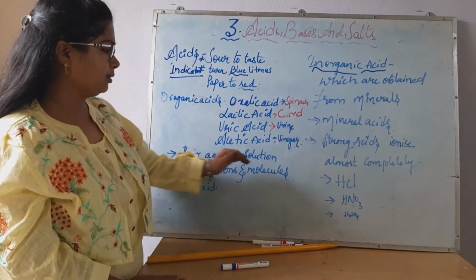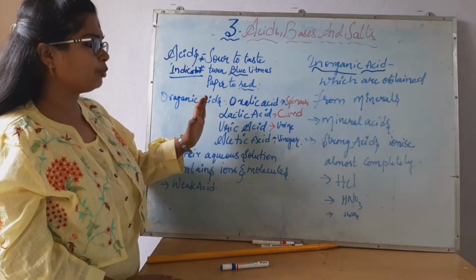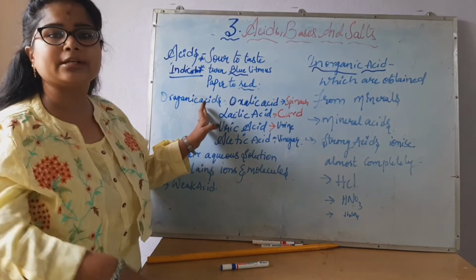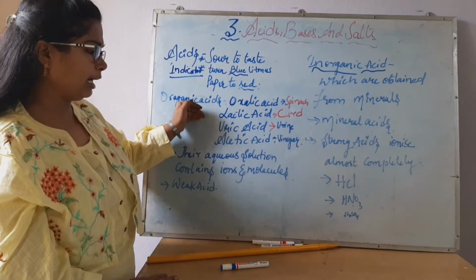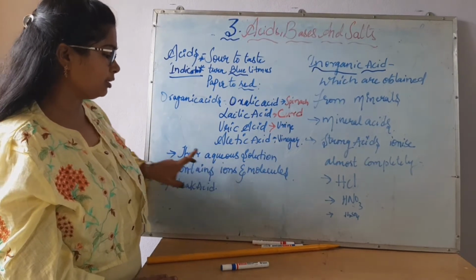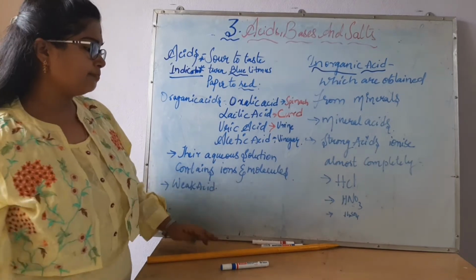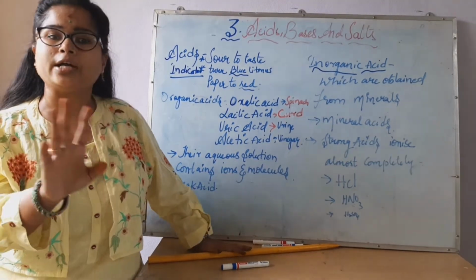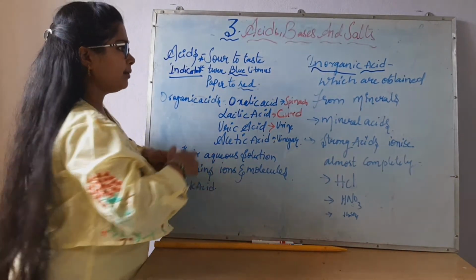And in aqueous solution, these are weak acids. These are not strong acids, these are weak acids. How can you say whether they are strong or weak? I am going to discuss it. They are weak acids, and their aqueous solution contains ions and molecules. Ions are positively or negatively charged. Suppose Na is there.